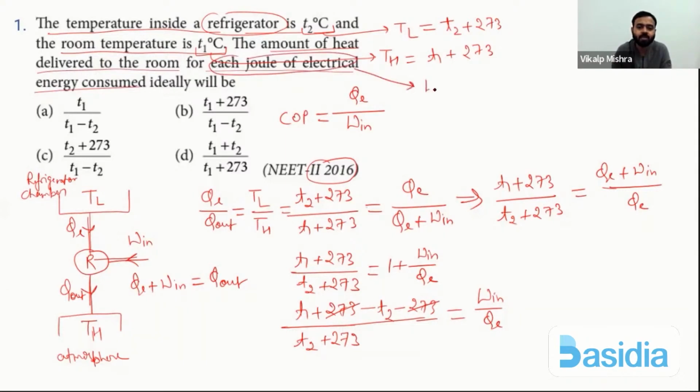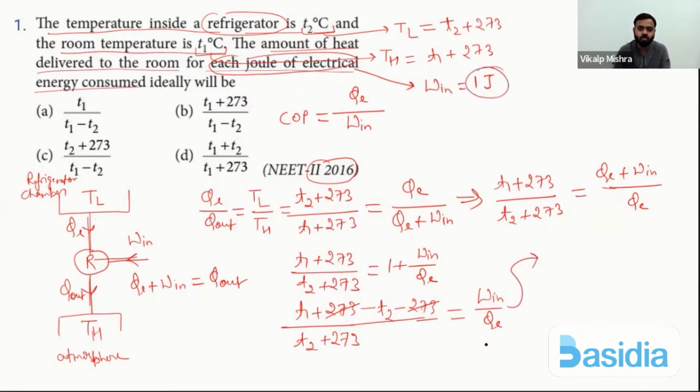That means they have given W in equals 1 joule. Put 1 joule here, and you will get Q extracted. After that, you can find Q out. Simple. So put W in equals 1.